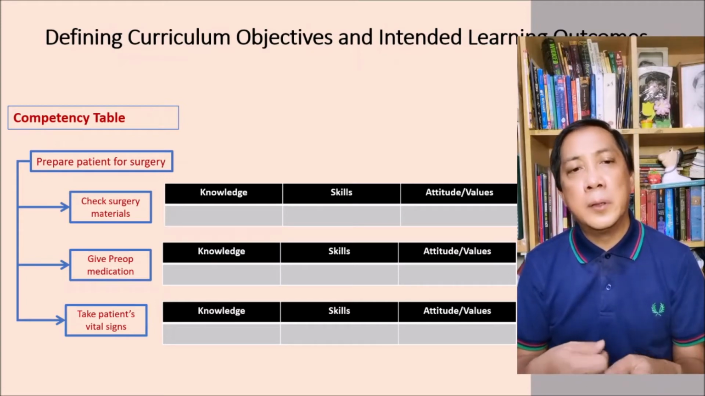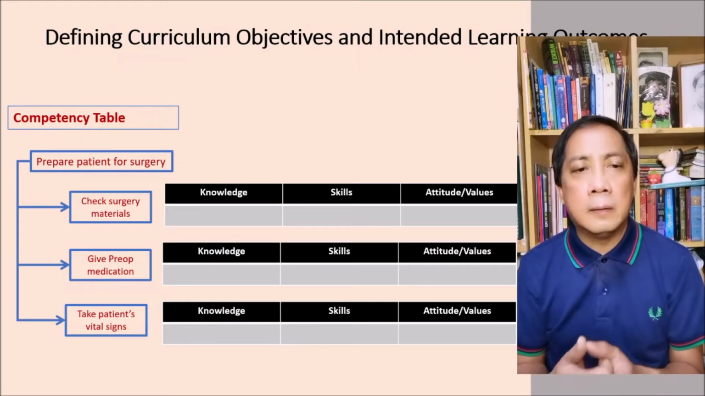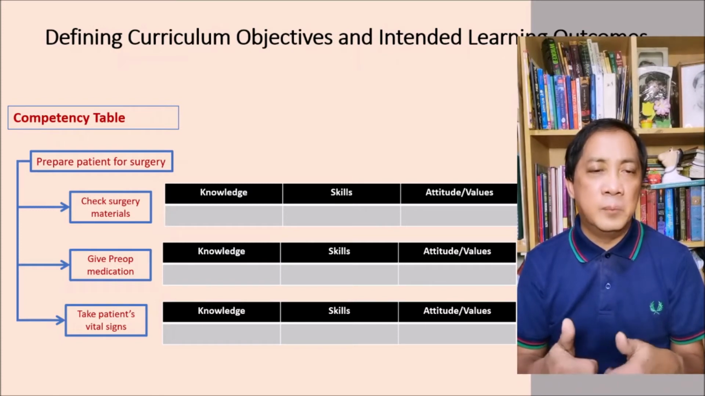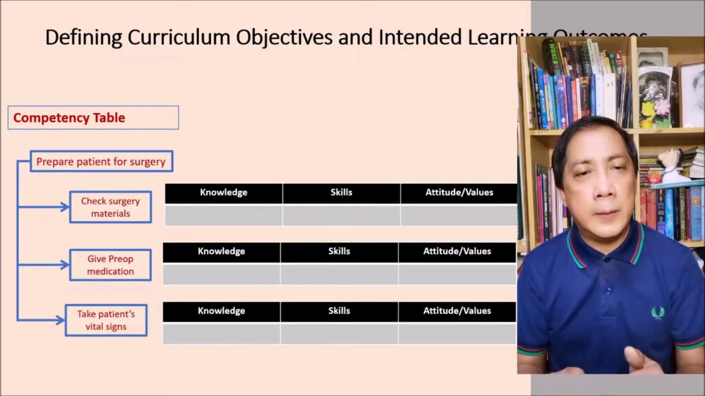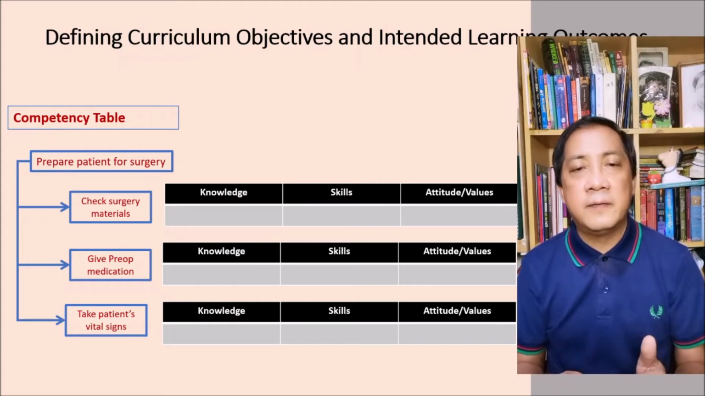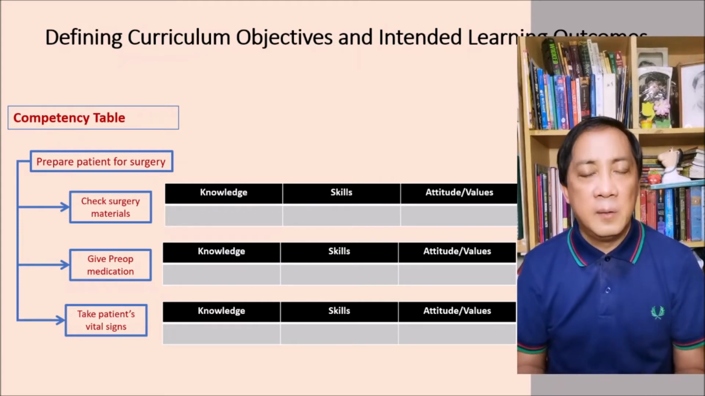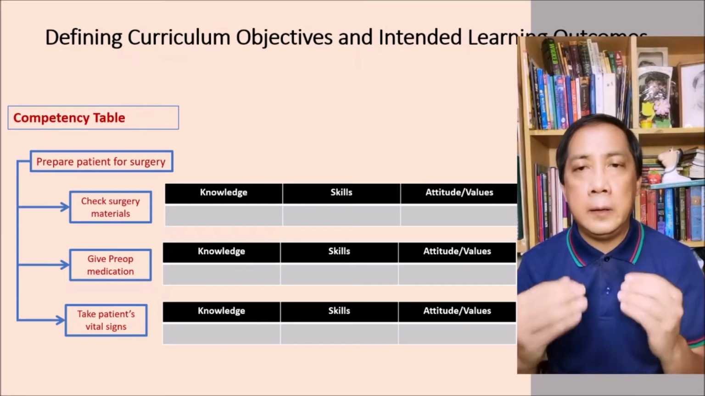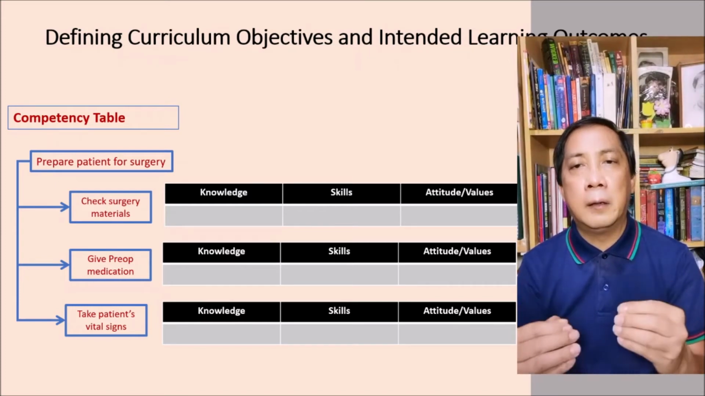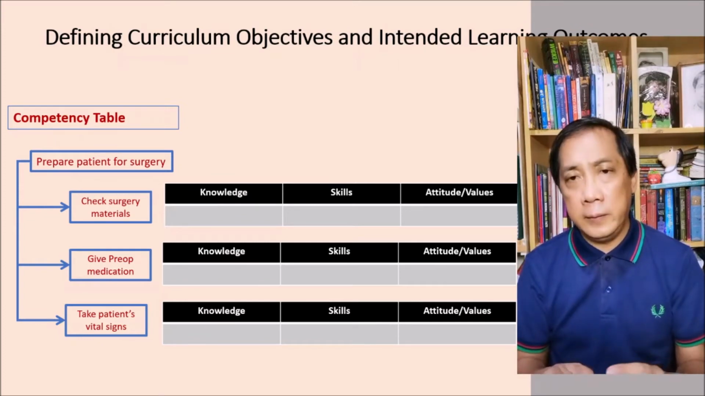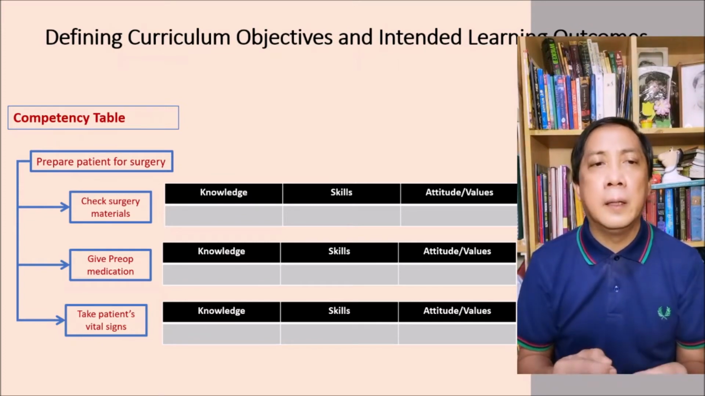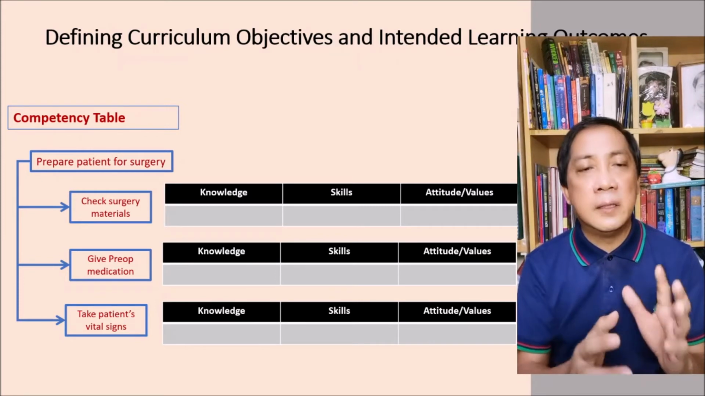Number two, give a pre-op medication, or number three, take patient's vital sign. Of course, you can arrange them in a logical sequence, like probably take vital sign first before the give pre-op medication. If you are really very particular with the way the tasks will be performed, and it's important, if you think the task sequence is important, then you may want to arrange them that way.